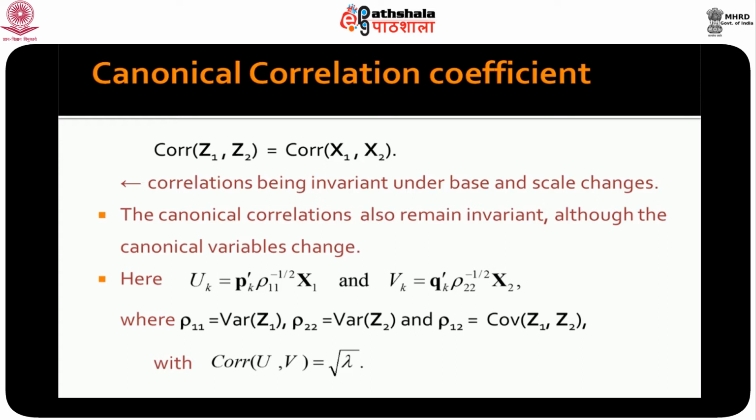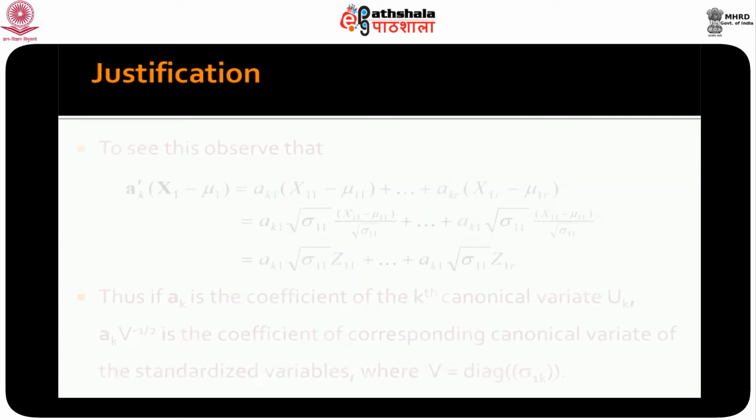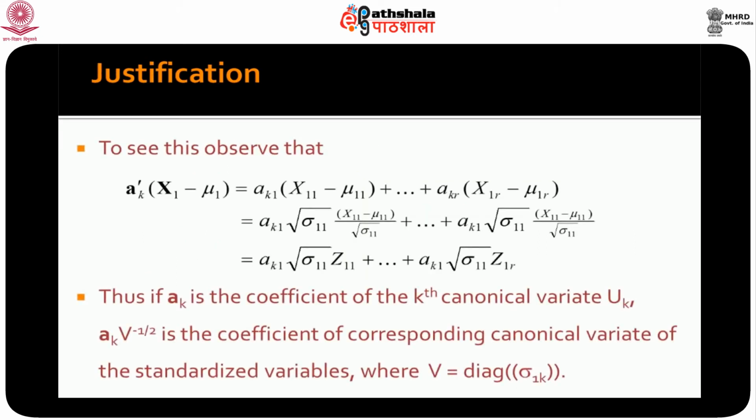So, this happens for the canonical correlations as well. If we build up canonical variables from the z1 and z2 rather than the x1 and x2, we will end up with the same canonical correlations, although the canonical variables themselves would be slightly different. How would that be different? Let us have a look at this combination here.